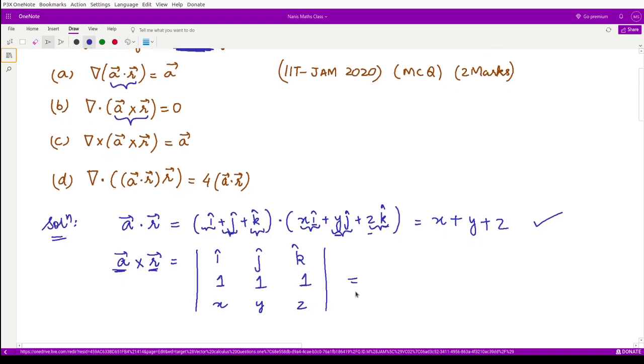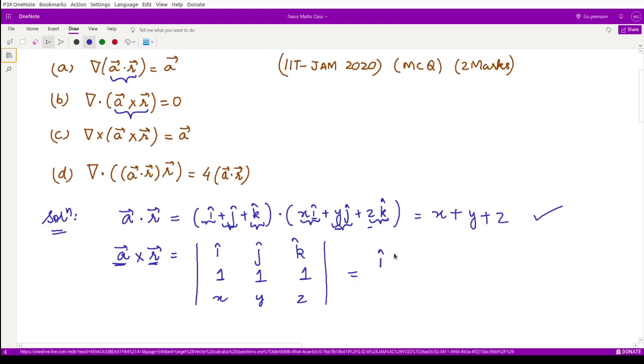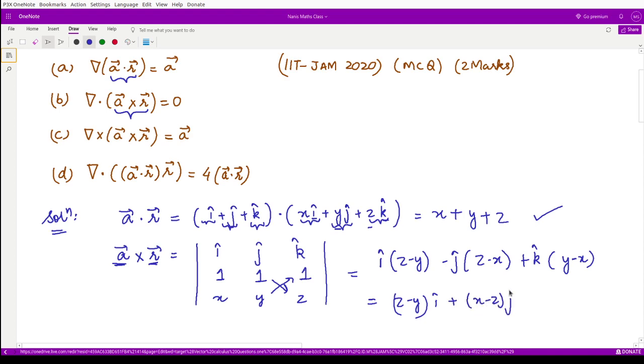So we are to solve this determinant. It would be i cap times (z minus y), then minus j cap times (z minus x), and plus k cap times (y minus x). So this vector becomes (z minus y) i cap. You can take this negative sign inside, so it would be (x minus z) j cap, and then (y minus x) k cap. So this is the cross product.